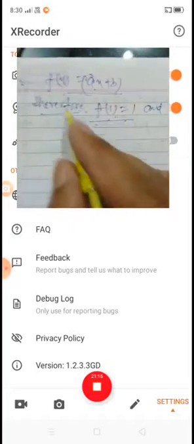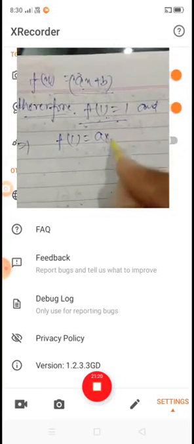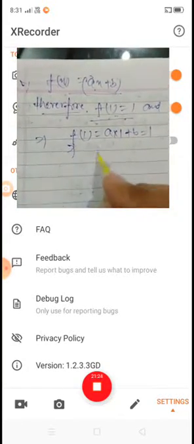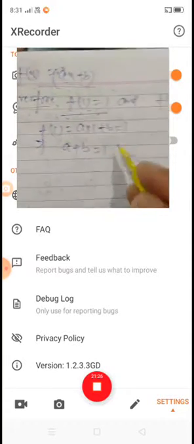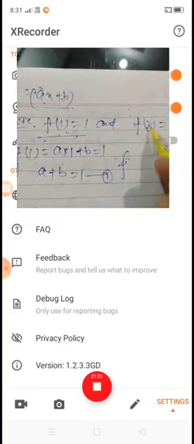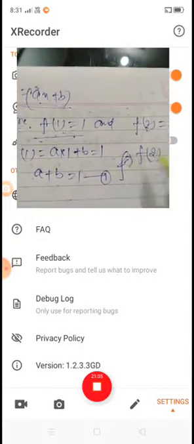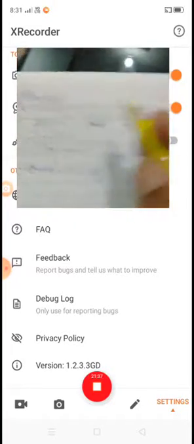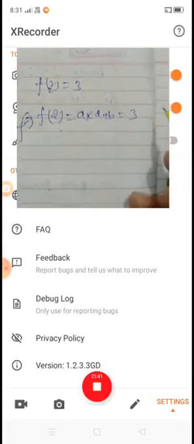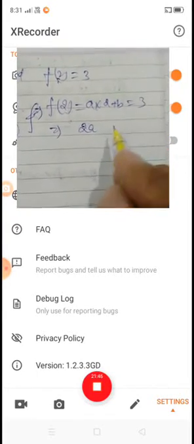So we have f of x, so we put f of 1: a into 1 plus b is equal to 1. So we have an equation a plus b is equal to 1. Take it as equation 1. And here we satisfy that function. So f of 2 is equal to a into 2 plus b is equal to 3. So we have 2a plus b is equal to 3.